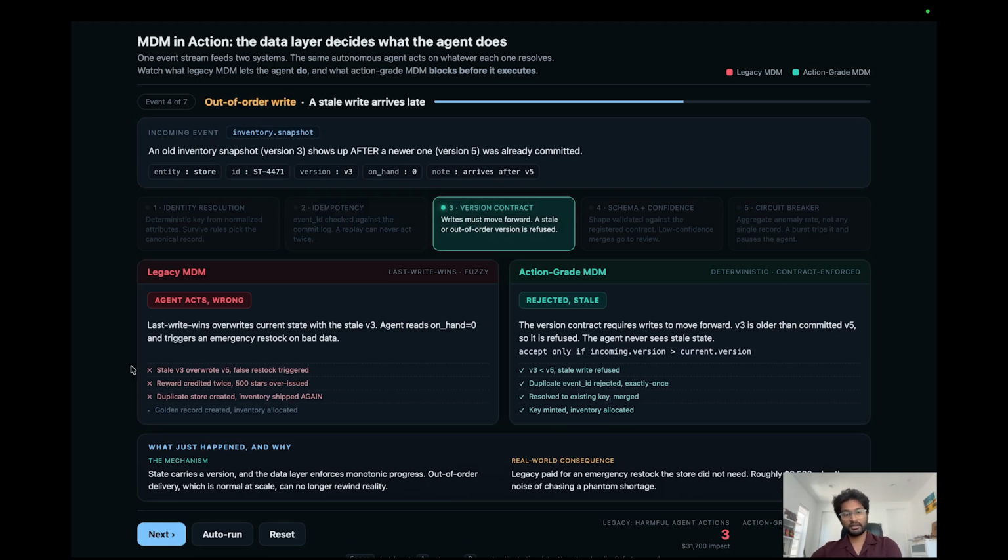Moving on to the next event, out of order delivery, which is completely normal at scale. An old inventory snapshot version 3 shows up after version 5 was already committed. Legacy is last write wins. So the stale v3 overwrites good data. The agent reads 0 on the other hand and fires off an emergency restock the store never needed. The version contract on the right requires writes to move forward. v3 is older than v5, so it is refused, and the agent never even sees the stale state.